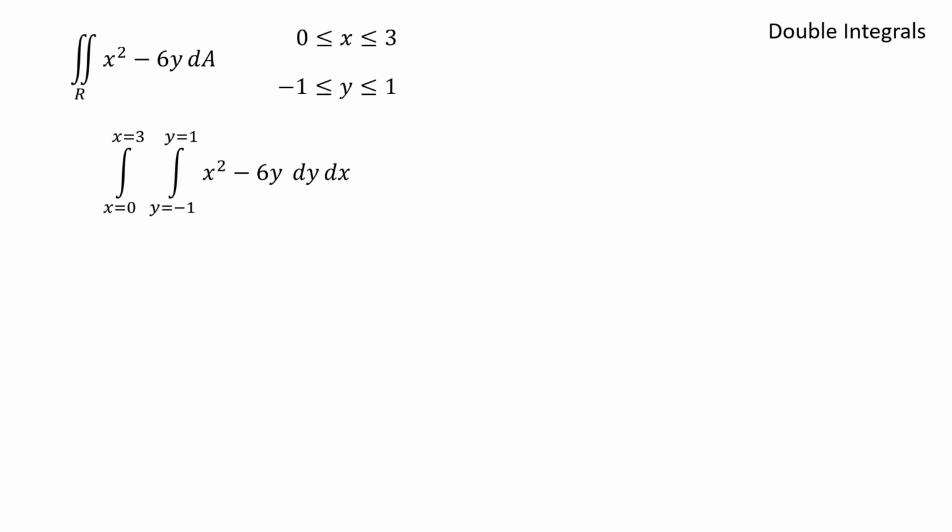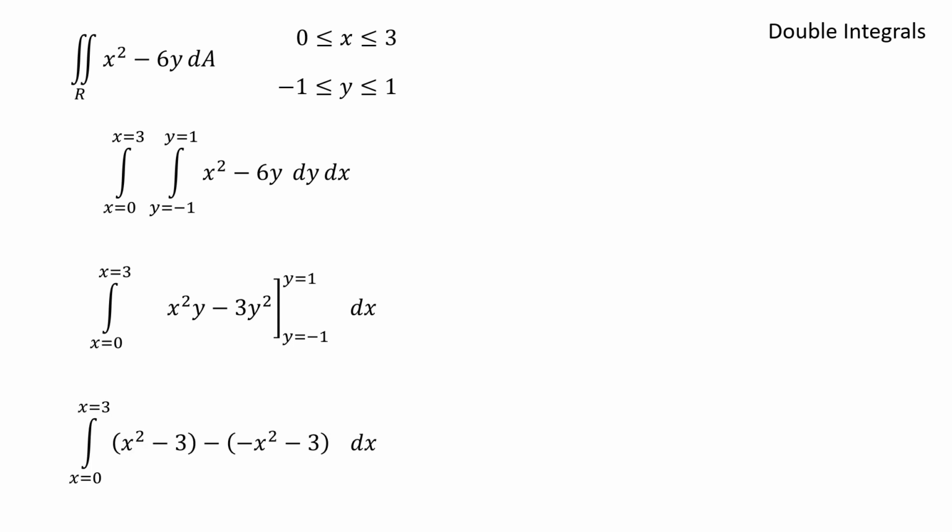And now, as usual, we have to compute the inside integral first. Thinking of x as a constant and y as our variable, this integral works out to this. You may want to pause and analyze that. And now that we've done that, we can substitute our limits of integration in for y as 1 and negative 1 and subtract as usual.